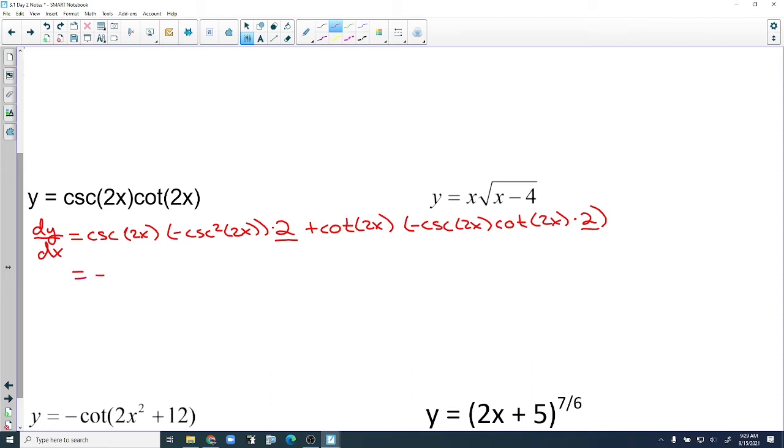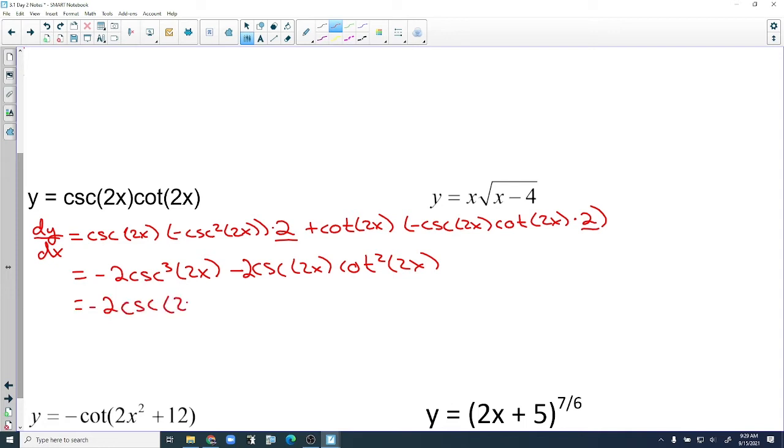So negative 2 cosecant cubed of 2x minus cosecant 2x cotangent squared of 2x. And then the 2 I should probably put out front like that. So we can factor out a negative 2 cosecant 2x. And that leaves cosecant squared 2x. If I'm taking a negative out, that's plus cotangent squared 2x.